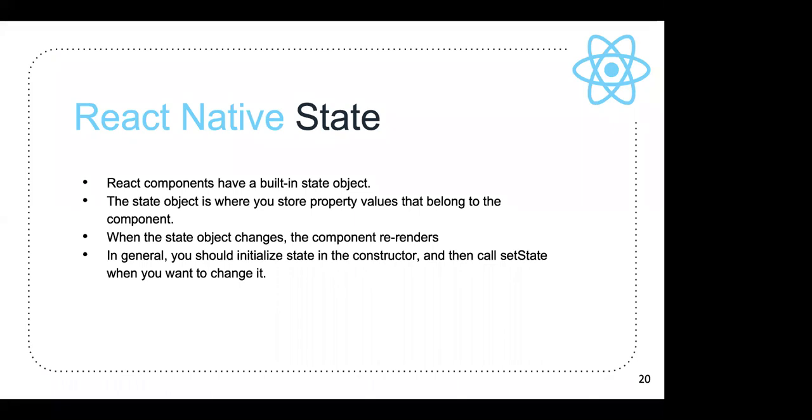So React components have a built-in state object. This state object is where you store property values that belong to the component. As an example, think that I have a page. It is an about page. In that about page, I have my photo, my name, my email address, and some other details. So I am going to change my name inside that component.